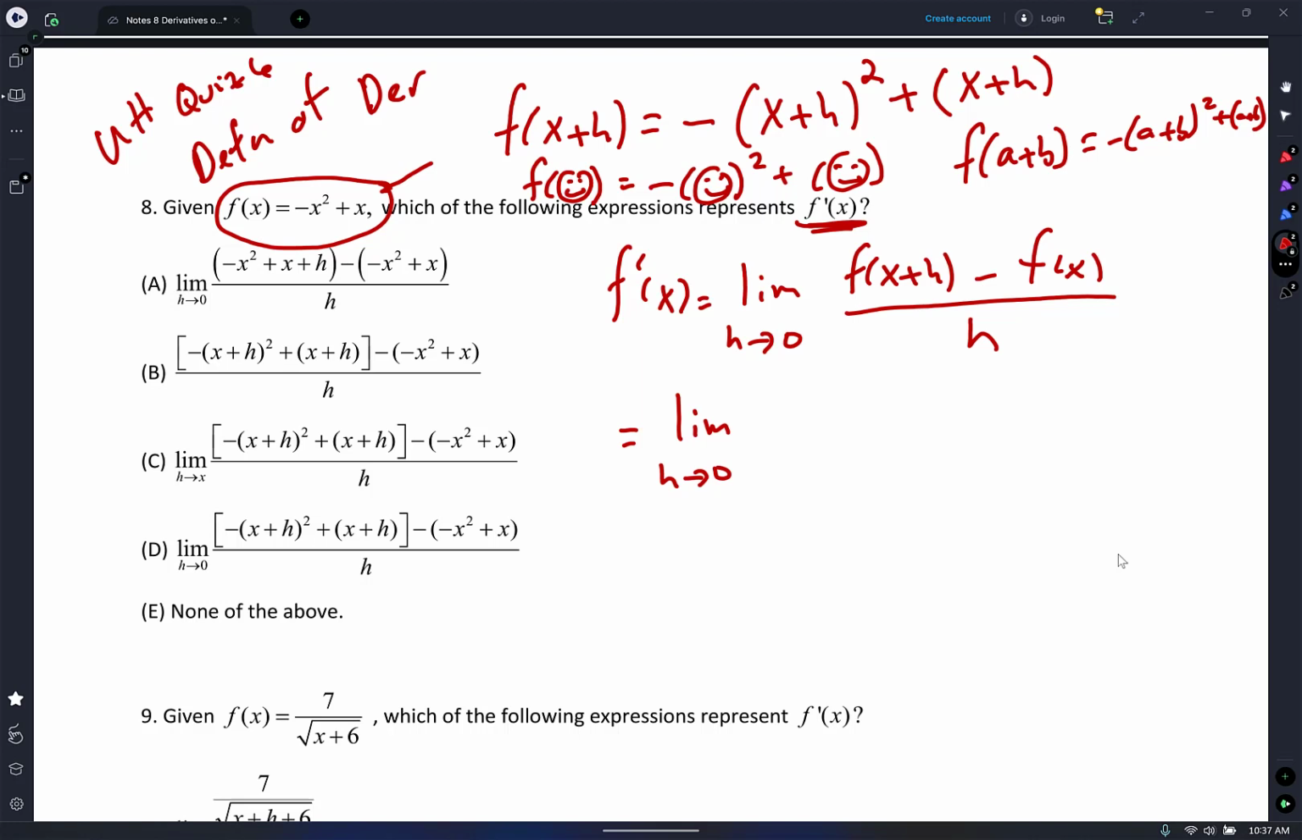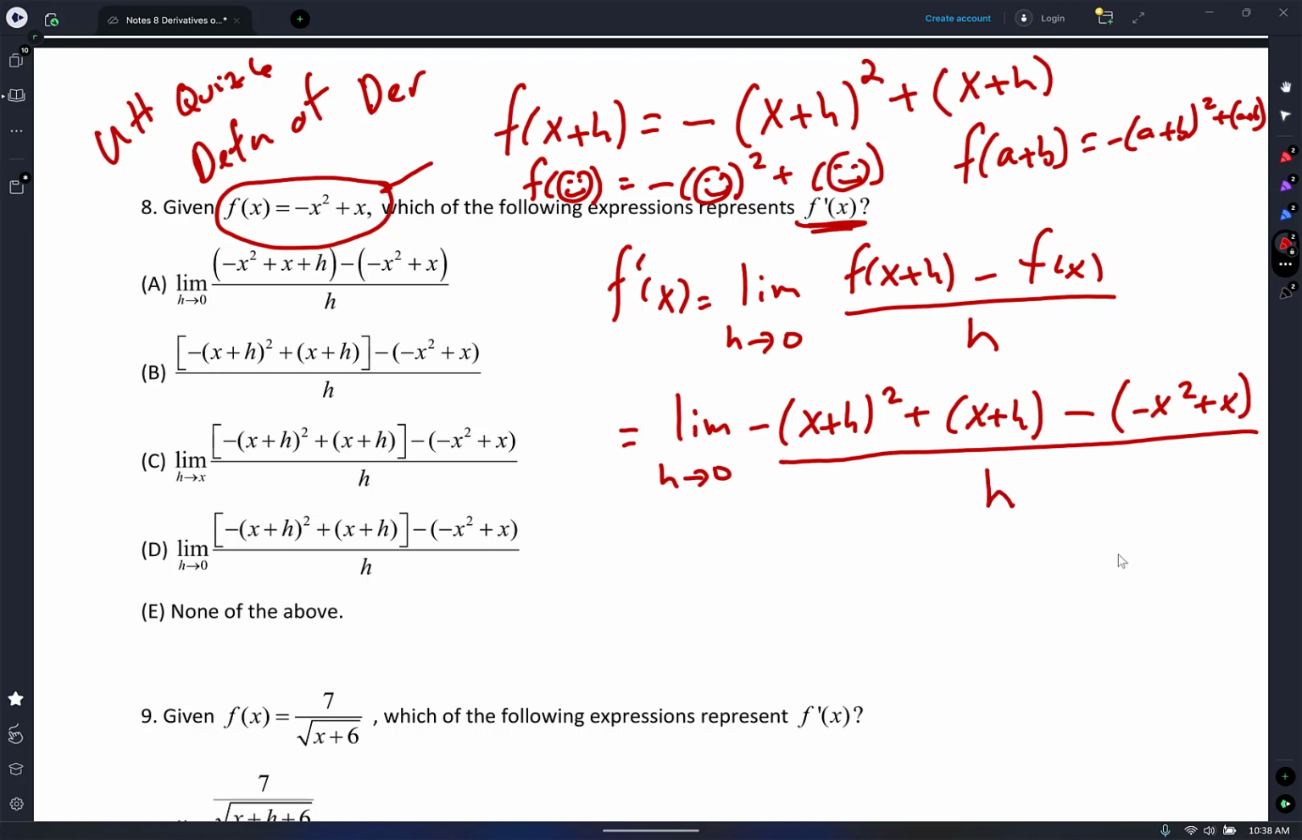I'm going to type in f of x plus h, so I'm going to write negative parenthesis x plus h, close it, squared, plus parenthesis x plus h, close it, minus, and I need to subtract my f of x. What is f of x? I'm going to put parentheses. What's f of x, guys? The negative x squared plus x. Close the parentheses, and all this is over h. Look for something similar to that.